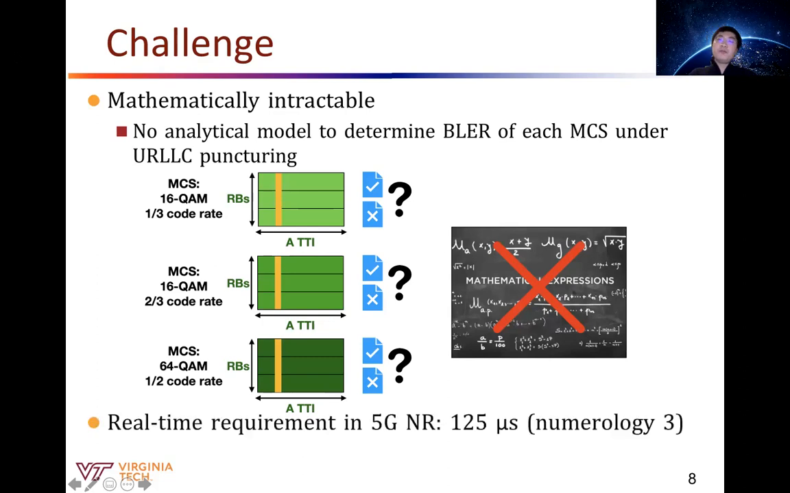In addition, in 5G NR, we have the real-time requirement on 125 microsecond timescale, which is the shortest time slot duration under numerology 3. An MCS selection method must have an execution time smaller than this timing requirement to be useful in practice.